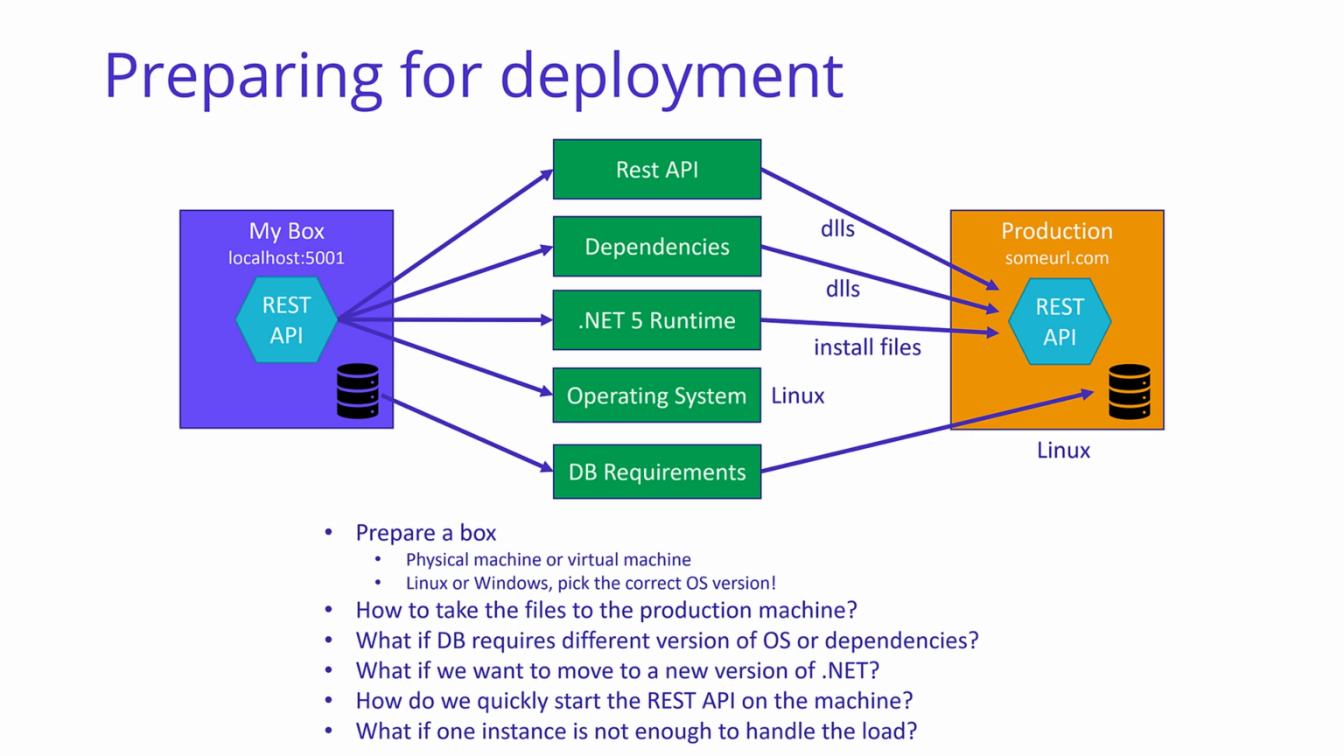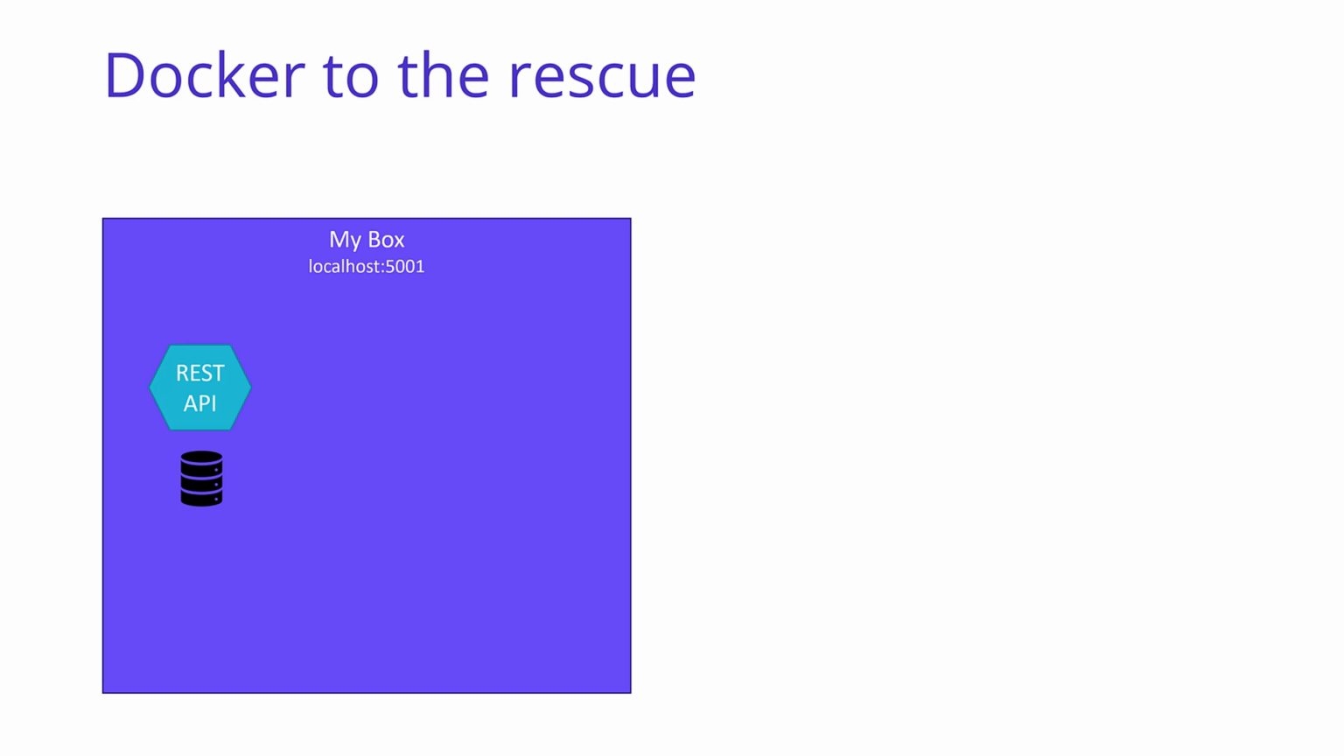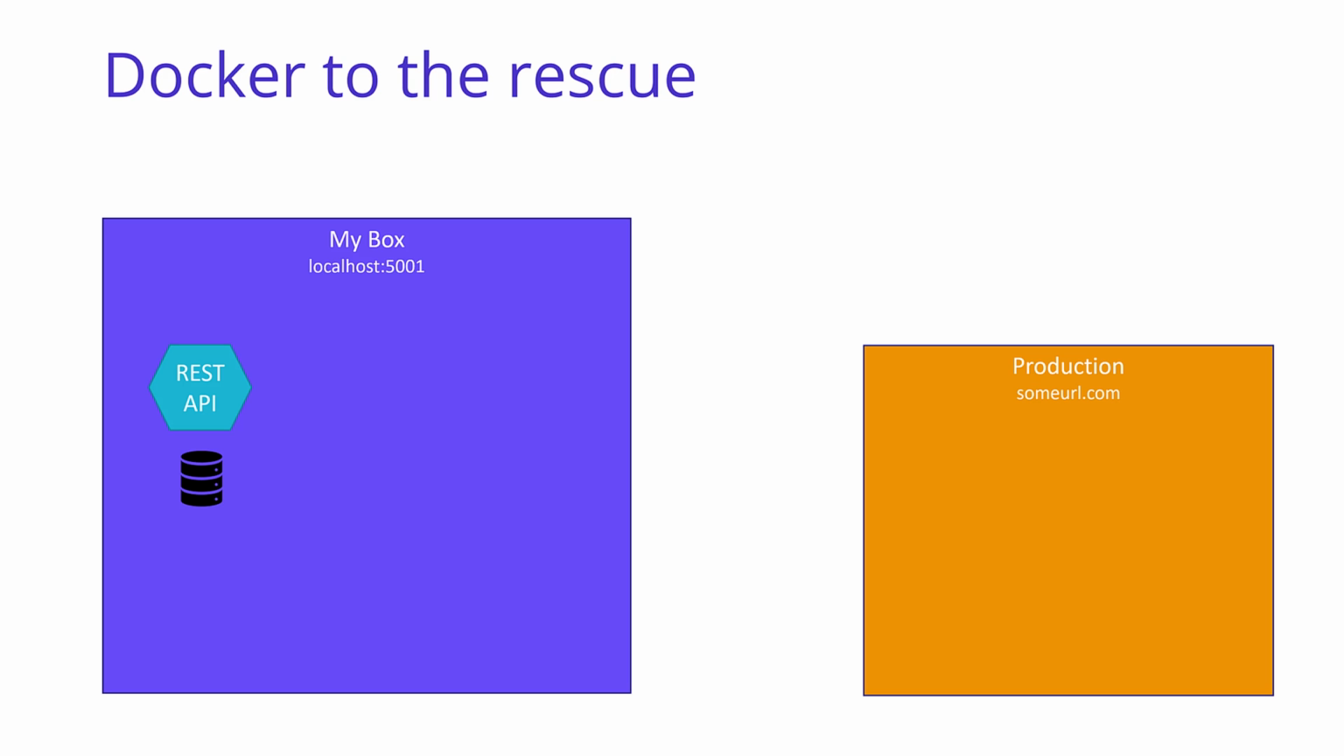Luckily, here's where Docker can help us. So now let's go back to our local box. We have our local box, which currently has the REST API and the database, and we need to get to production. But now, instead of worrying about how to copy all the things into production and how to make sure that production has the right things already in place, we can start using this thing called a Dockerfile. A Dockerfile is kind of a template of all the things that are needed by your, in this case, REST API to get it deployed into production.